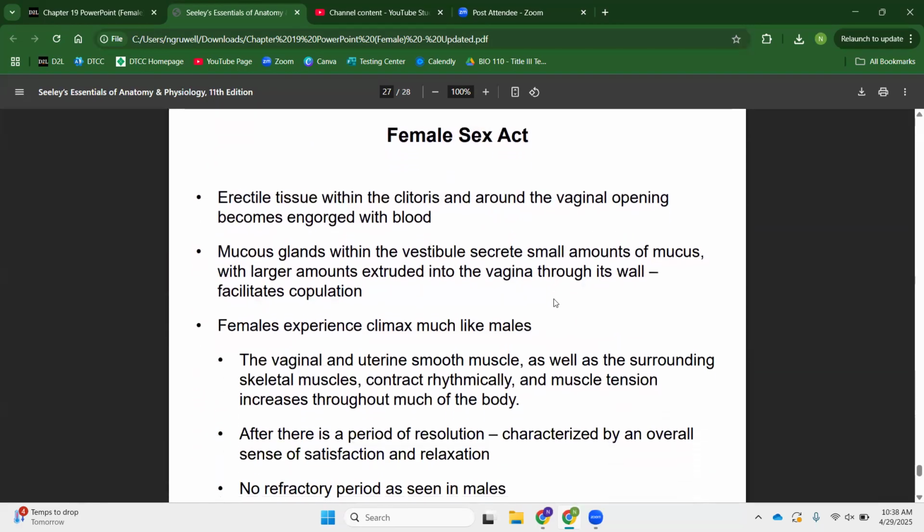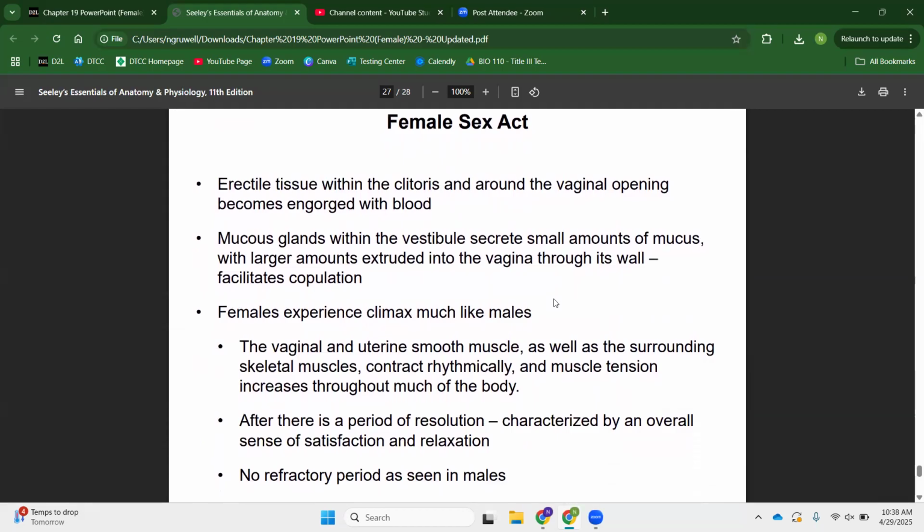So we said the clitoris is the erectile tissue within the female system, and it becomes engorged with blood when that vasodilation happens. The mucus glands within the vestibule, within those mucous membranes, are going to secrete small amounts of mucus. And deeper within the vaginal wall, there's going to be a larger amount of mucus that begins to be secreted. This is to facilitate copulation.